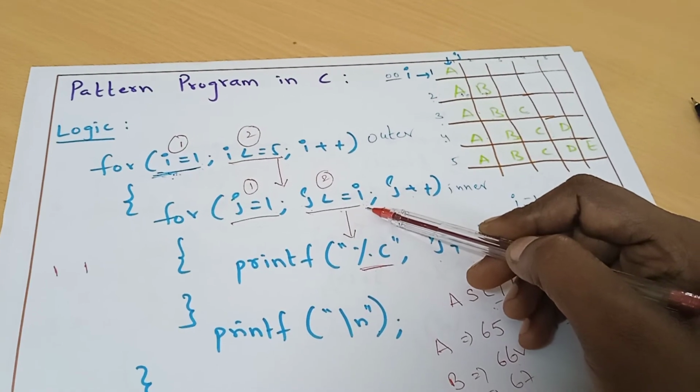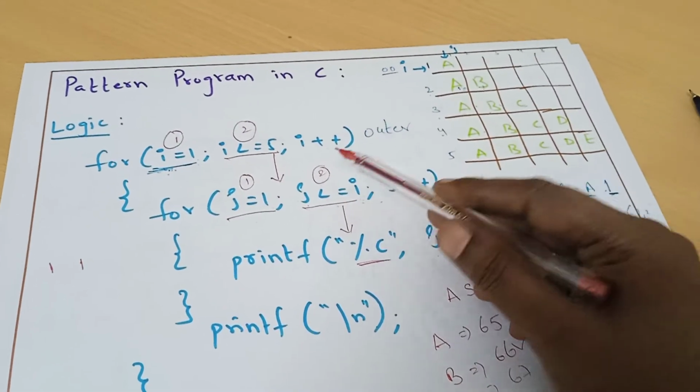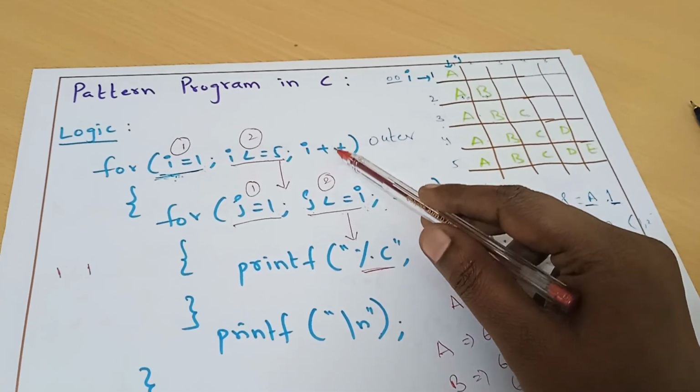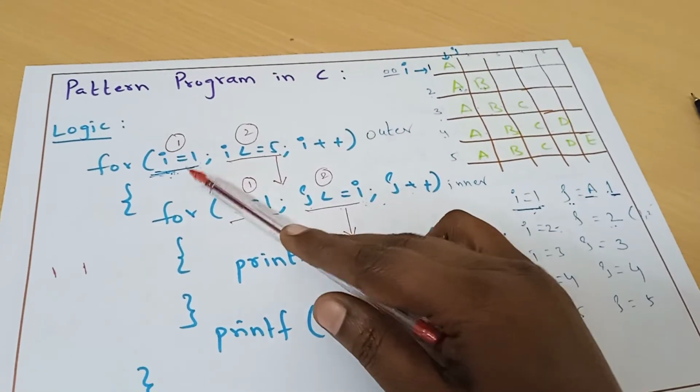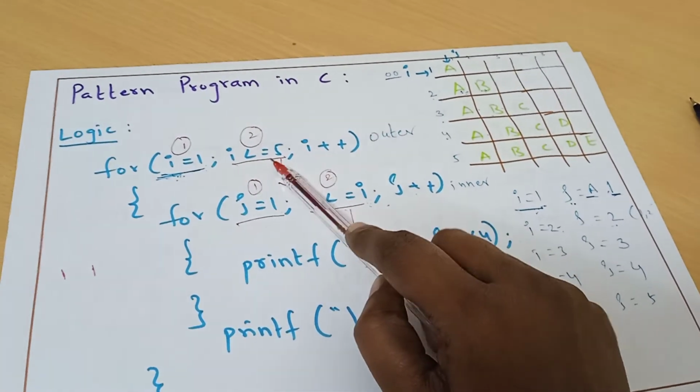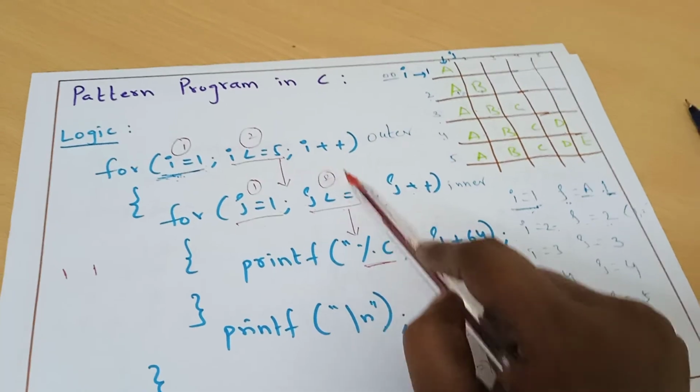Now what happens? Condition fail. Again we'll go to the top. Now this time i value is 3. i is equal to 3. 3 less than or equal to 5. Condition true. We will come down.